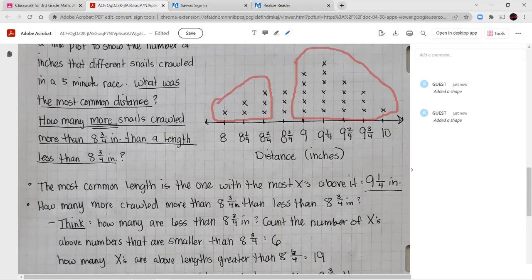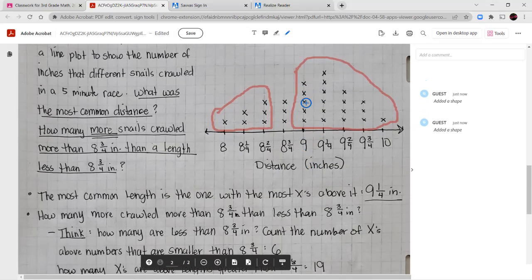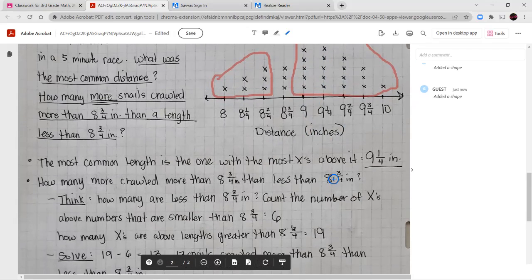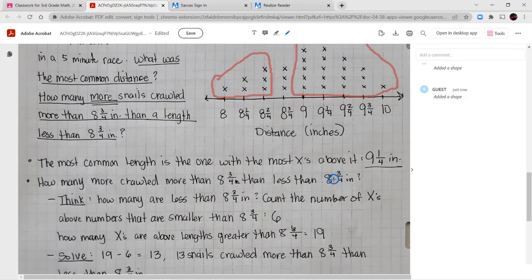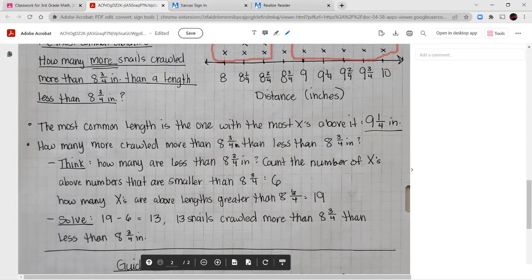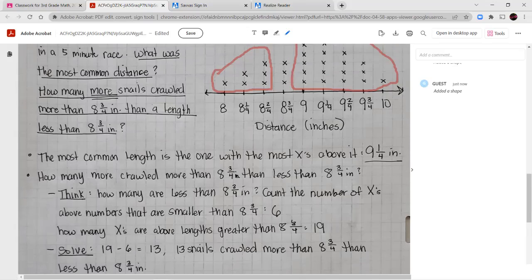How many were more than 8 3/4? Here I'm going to count 1, 2, 3, 4, 5, 6, 7, 8, 9, 10, 11, 12, 13, 14, 15, 16, 17, 18, 19. So 19 of them went more than 8 3/4 inches. Now to solve, I need to find the difference between them, because my question asks how many more snails were over here than over here. So we need to subtract those numbers from each other. So 19 take away 6 is 13. 13 snails crawled more than 8 3/4 inches than the snails that crawled less than 8 3/4 inches.